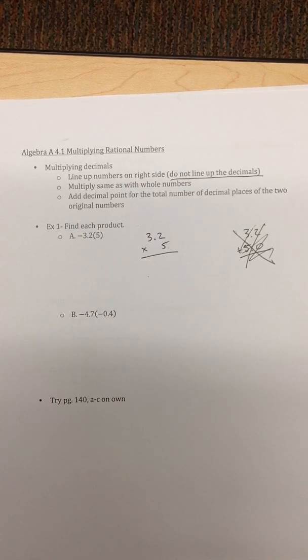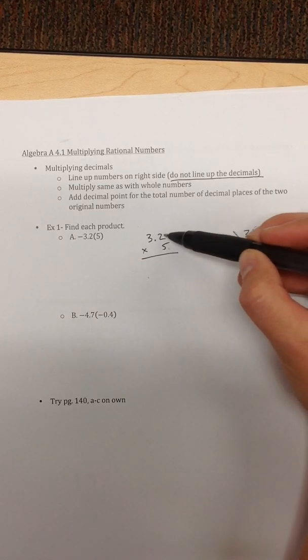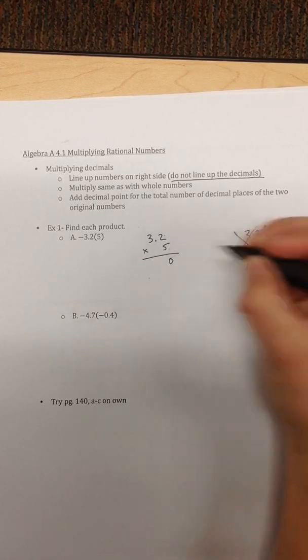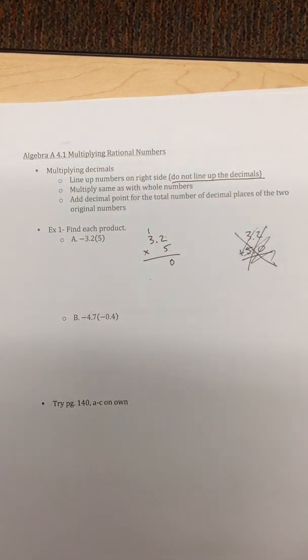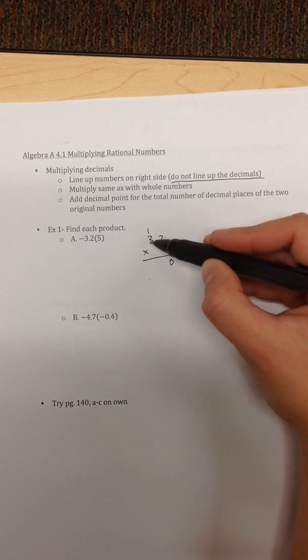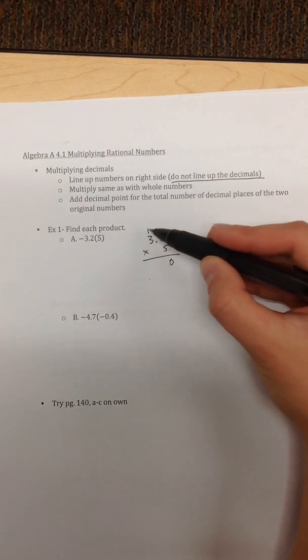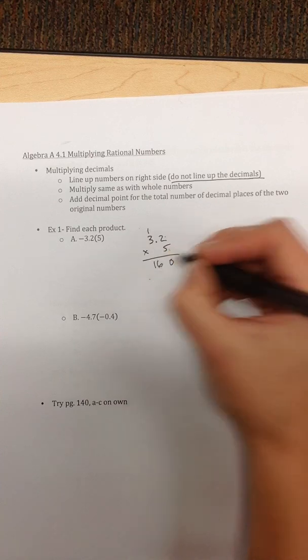So then what we do is we just multiply this like we usually would with numbers. So we're just going to do 5 times 2, which is 10. So you put a 0 down there, carry your 1. Then you would do 5 times 3, which is 15, plus 1, which is 16.